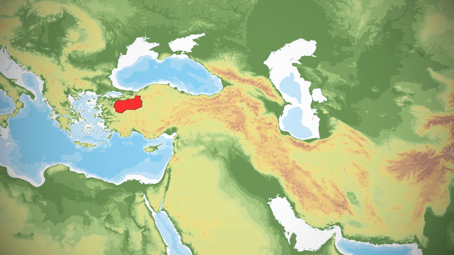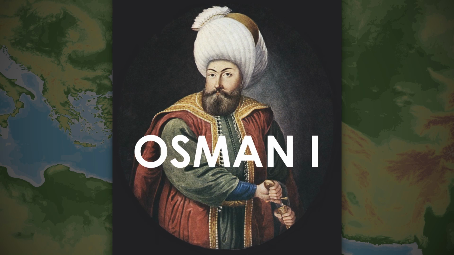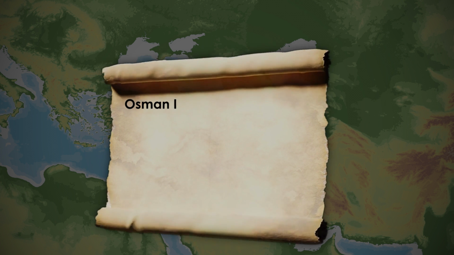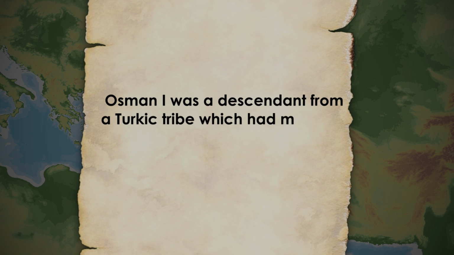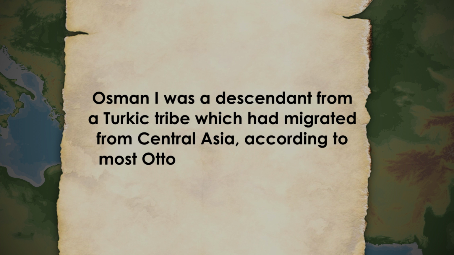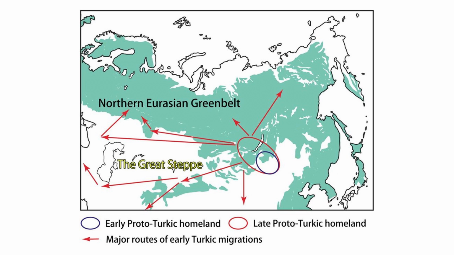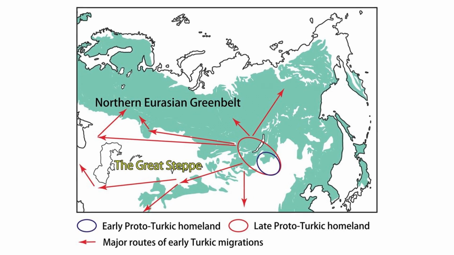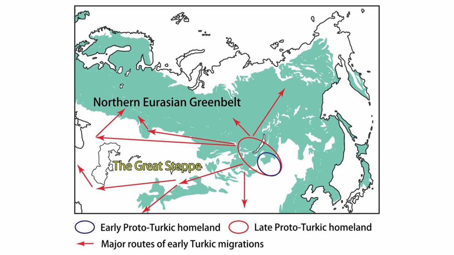The Ottoman dynasty is named after the first ruler of the Ottoman polity, Osman I. According to Ottoman tradition, he was descended from a Turkic tribe which migrated out of Central Asia in the wake of the Mongol conquests. In fact, it seems all of the Turkic states of modern times were settled as a result of this Turkic migration from the east.